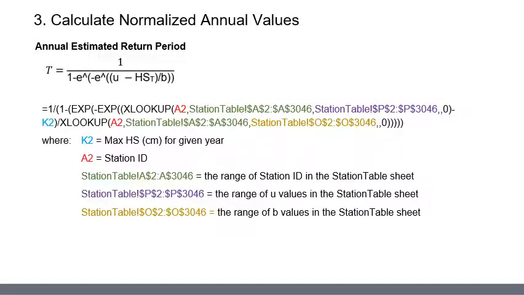This is the formula for annual estimated return period, which we saw before. We use the same style of XLOOKUP to find the values of U and the values of B for each station to calculate the estimated return period for the given year's max HS, which is K2.